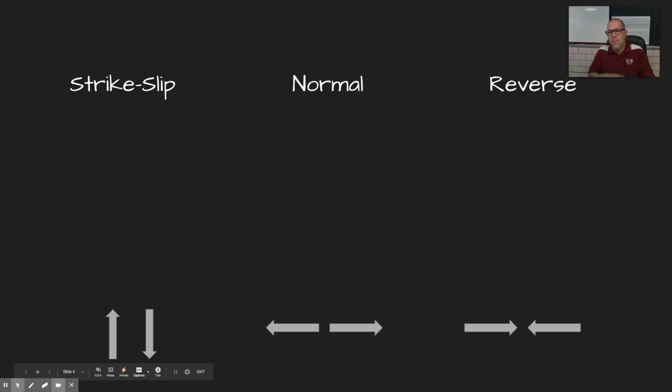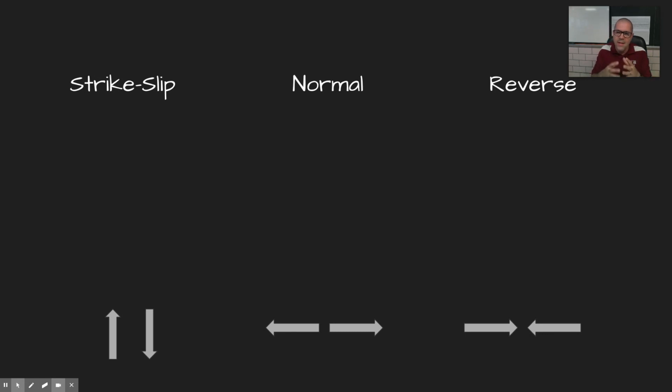For our purposes here in 8th grade, we study 3 different types of faults. Remember, a fault is simply a break or a crack in a large block of rock. So we have strike slip faults, we have normal faults, and we have reverse faults. And you can see at the bottom of the screen the motion of each of the blocks of rock at each one of these faults.